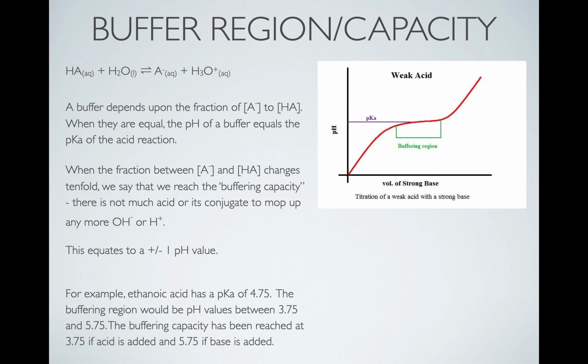Okay, and we can talk about the buffer region or capacity. So as I was saying before, it will only buffer as long as there's either the weak acid or its conjugate base left. As soon as one of those runs out, the pH dramatically changes. So in this diagram, I've got this green buffer region in the middle, and as soon as I add too much base, as soon as I run out of the acid, the pH increases dramatically. So our buffer region capacity is usually plus or minus 1 pH value.